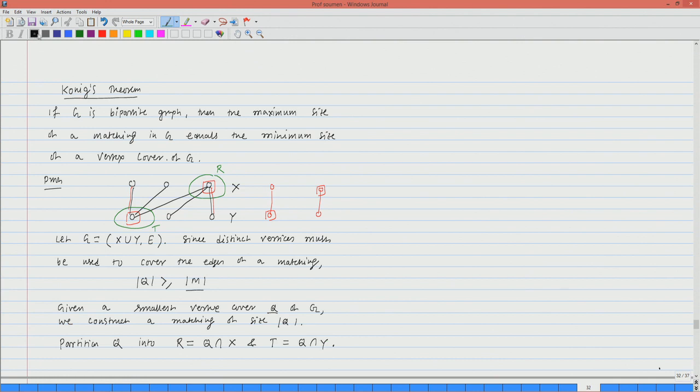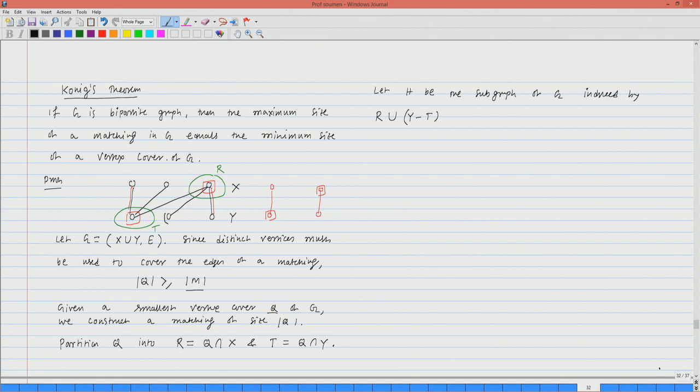Now, we define two subgraphs. Let H be the subgraph of G induced by R union Y minus T. Okay. So, what is Y minus T?